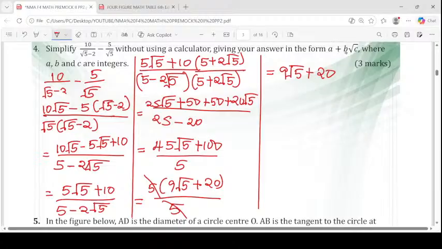Because they want it in this format, I can rearrange now and say, this is like saying 20 plus 9 root 5. 20 plus 9 root 5 is the solution to that particular problem.